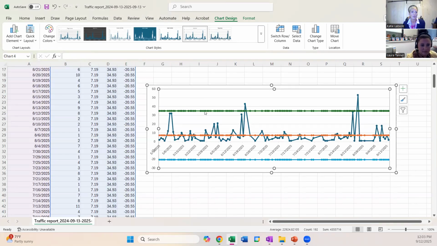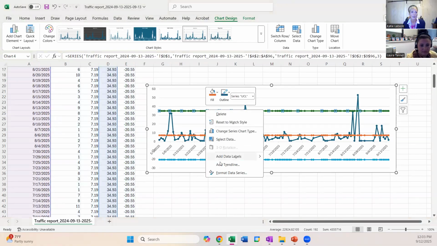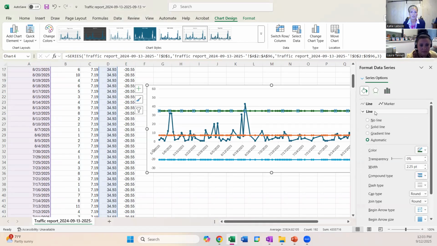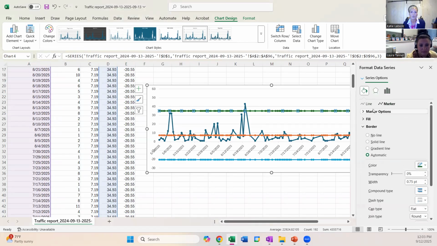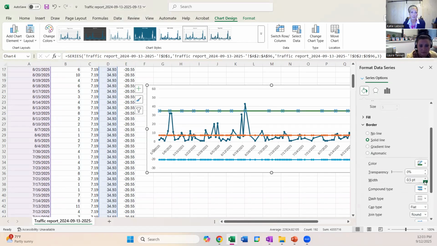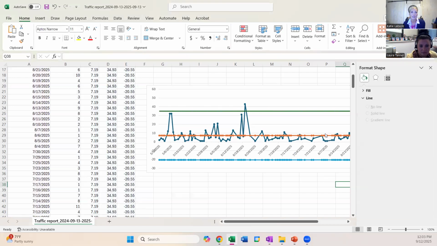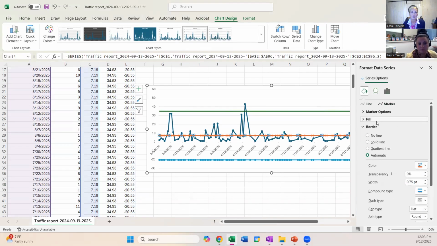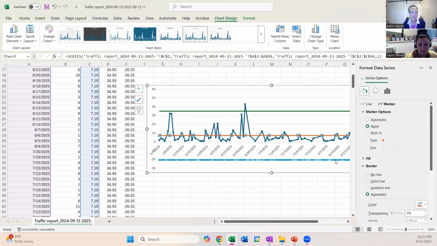So I'm going to go in there and I'm going to click on that. This is my upper control limit line. I'm going to format the data series. I don't want any markers, so no markers, which means no dots. I'm probably going to change the width, maybe make it a little smaller. And I can do that for each of my lines here. So I don't want the markers on there. I'm going to go down there and do the same.